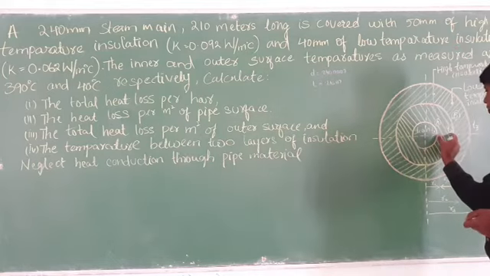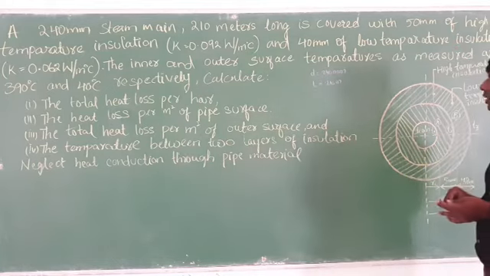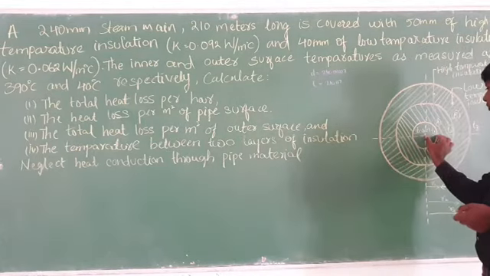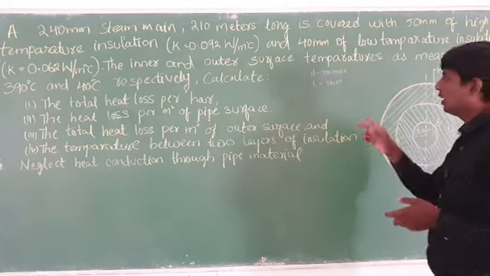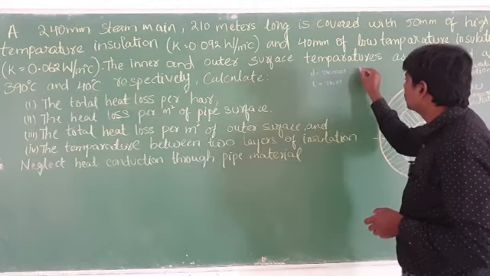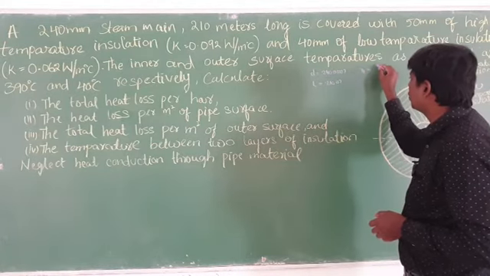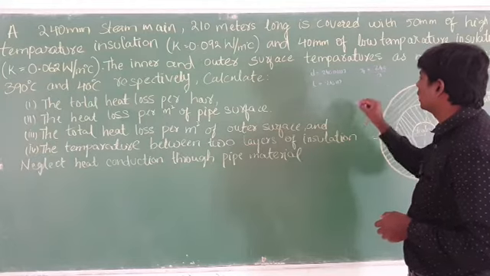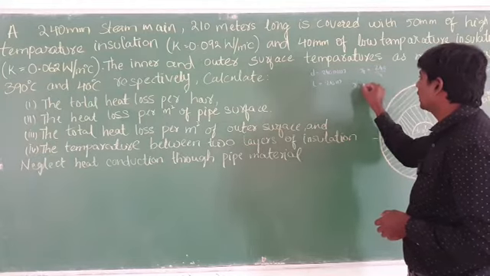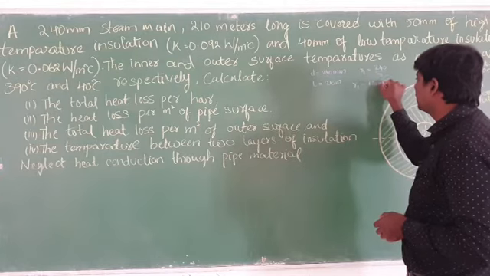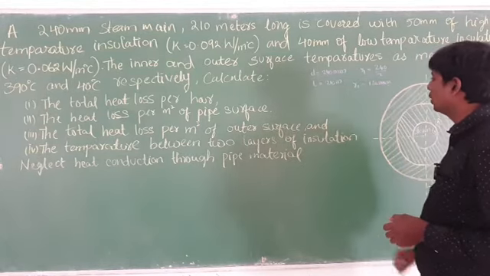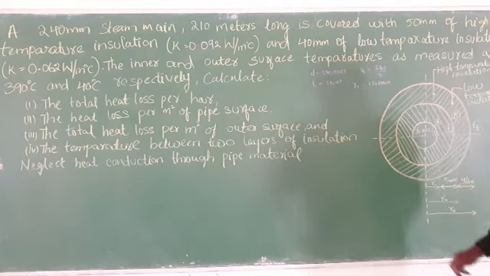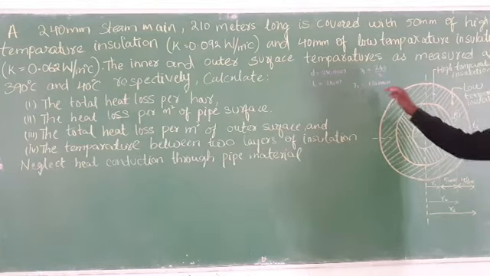For the high temperature insulator, from here to here, a thickness of 50 is given. So first you have to find the radius R1. Afterwards I will convert it. Here R1 is 240 divided by 2, so R1 is 120 mm. Let it be in mm; later on you can convert into meters.